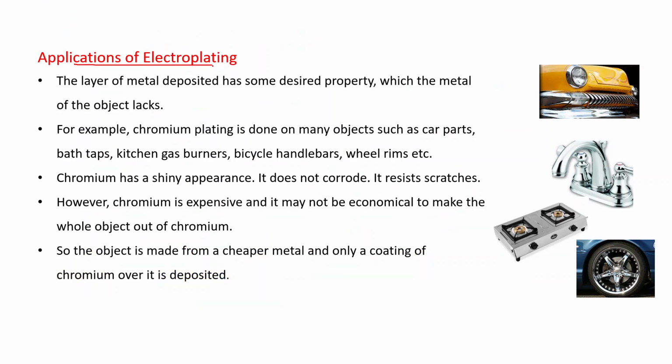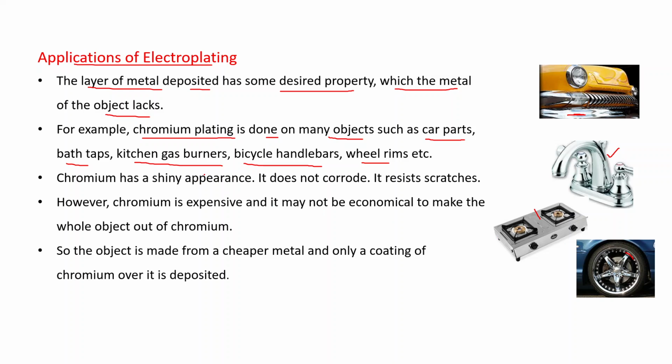Now, applications of electroplating. The layer of metal deposited has some desired property which the metal of the object lacks. For example, chromium plating is done on many objects such as car parts, bath taps, kitchen gas burners, bicycle handlebars, wheel rims, etc. You can see in this diagram. This is a car and this is the front of it. This is chrome plated. These are the taps. This is a gas burner and this is the rim.